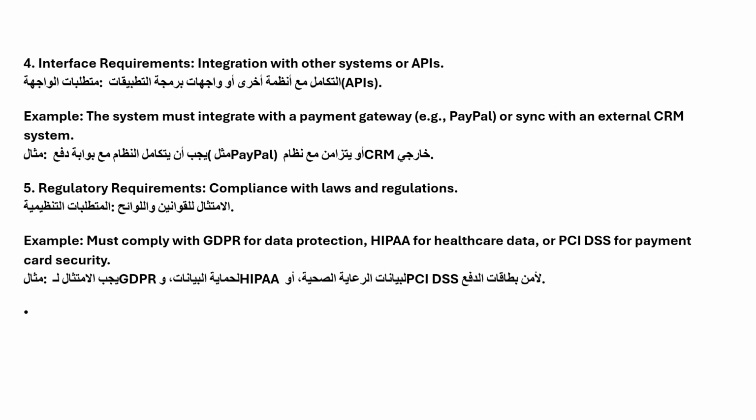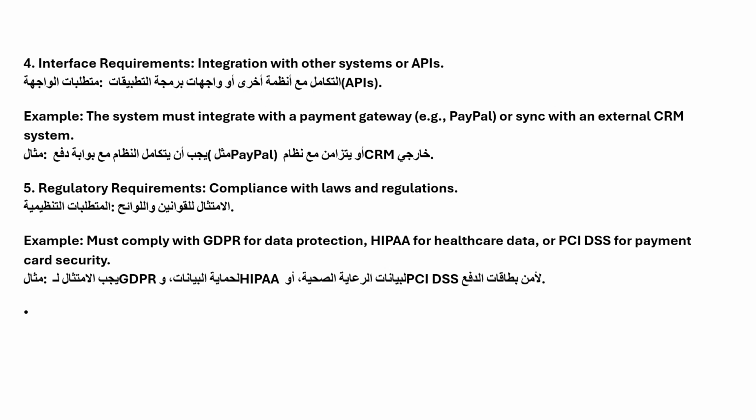Number four is interface requirements. If your system is going to interact with another system, you will specify those requirements. This is mainly for integrating with other systems or using APIs. An example here: the system must integrate with a payment gateway, because if your application wants the user to make a payment, you need to integrate it with a system that allows the user to enter their credit card and charge the user.